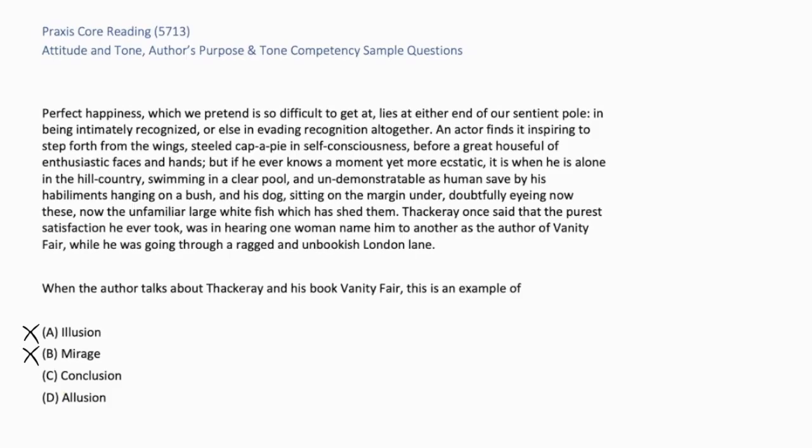B, mirage, is a specific type of illusion caused by light refraction, usually seen in deserts or hot pavement. C, conclusion, is a final judgment or a closing statement of a piece of writing. The author is in the middle of making a point and simply bringing in an example, not wrapping up the argument. The correct answer is D, allusion. When an author references something or someone from outside the text, the author is alluding to something outside the text.